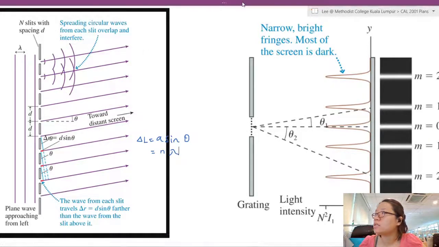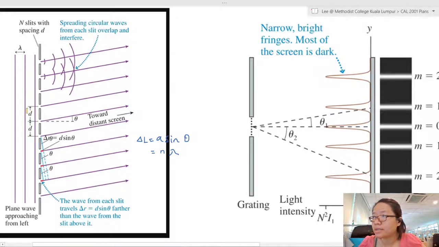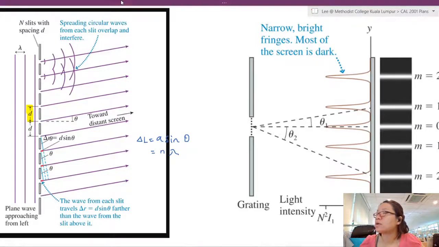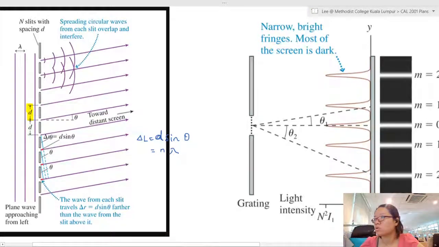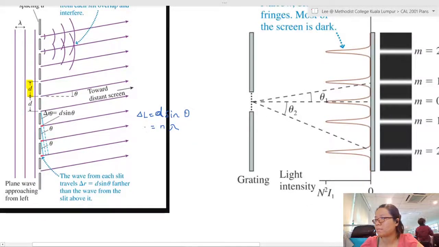This A is this gap D. Let me highlight for you. Okay, so instead of a sine theta is equal to n lambda, we're going to change this to d sine theta is equal to n lambda. All right, so we have d sine theta is equal to n lambda because if you want constructive. If you want destructive, then you will take the 0.5 lambda.